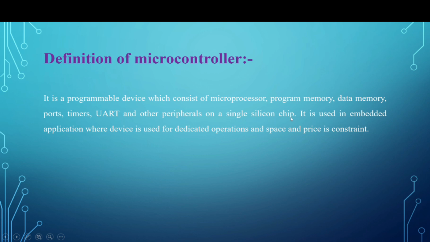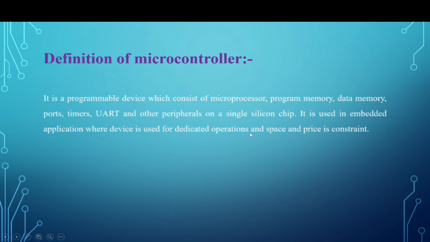It is used in embedded applications where the device is used for dedicated operation. This is the most important thing. In embedded application, the device is used for dedicated operation and space and price is constrained. Embedded applications are such as the washing machine. So a washing machine has a microcontroller. It has a microprocessor which can perform many operations, but their operations are defined. There are buttons, there are indicators to indicate the operation. So it can perform only those limited operations. That is why it is called an embedded application, because the microprocessor performs only dedicated operation.